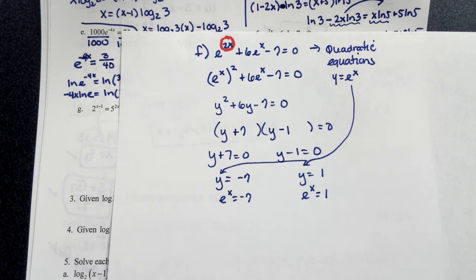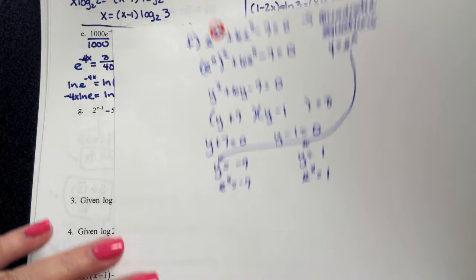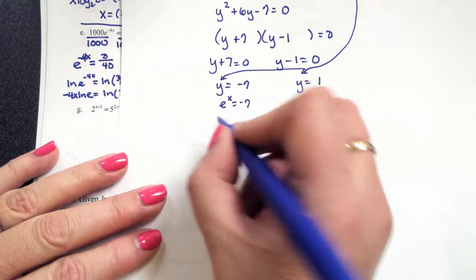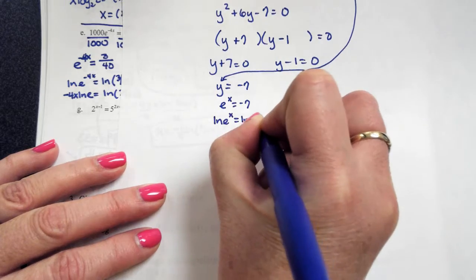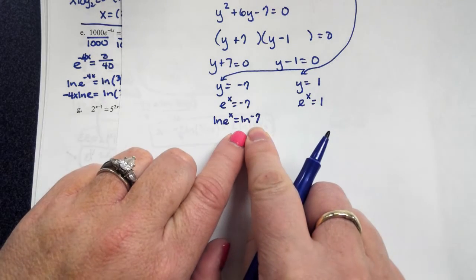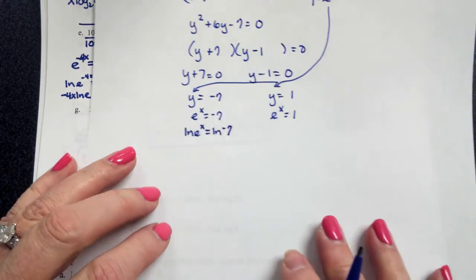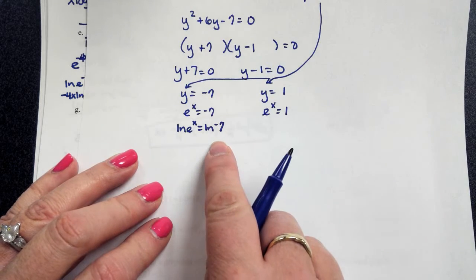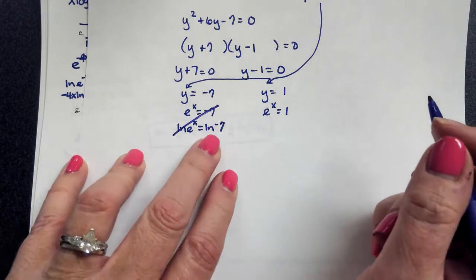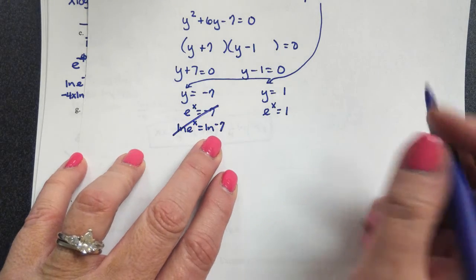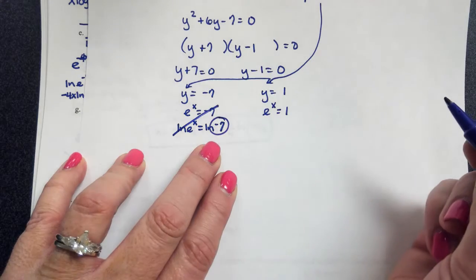So now, how do you solve e to the x equals negative 7? What are you going to do to both sides of the equation? You're going to take the ln. So natural log of e to the x is equal to the natural log of negative 7. Do you recognize a problem? Can you take the natural log of a negative number? No. So this part doesn't have a solution, because remember, you can't take the log of a negative number.